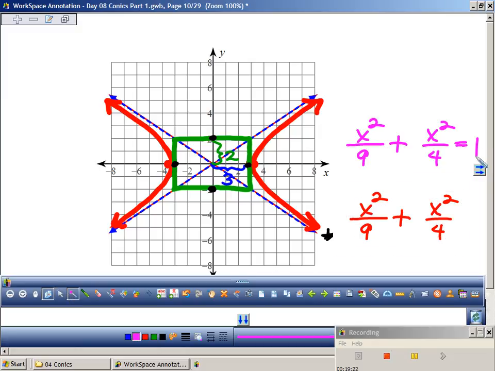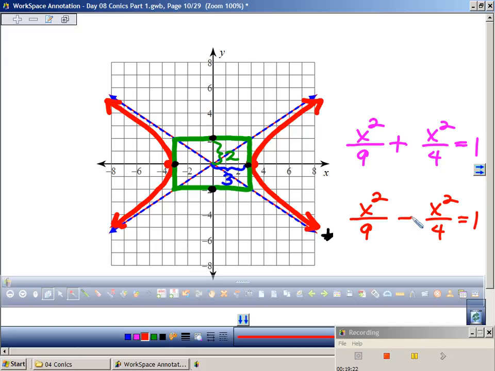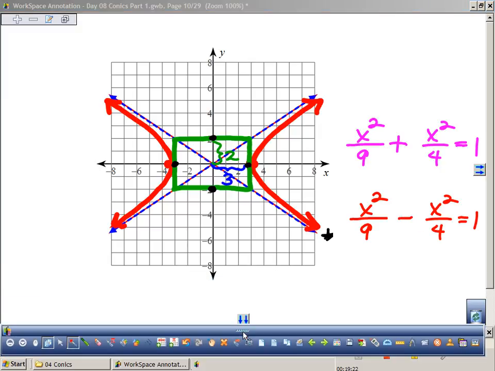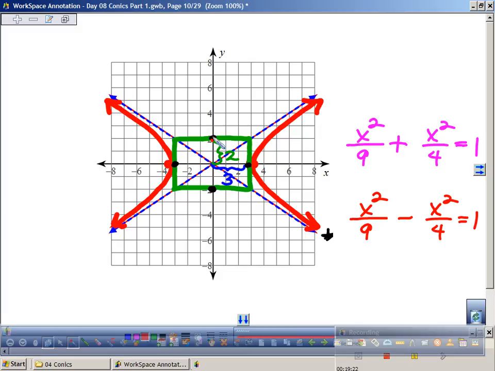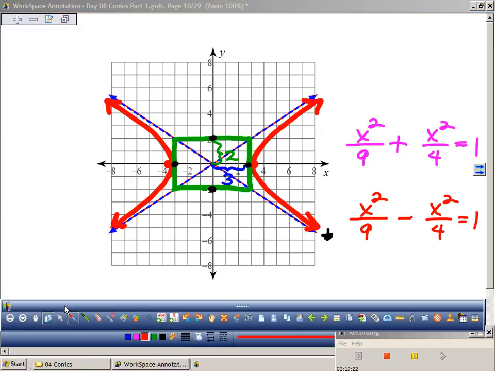I forgot 1 equals 1. Only this one is negative. Okay, so on the fly, that's what happens. It takes a little bit of time. So if it has a negative sign, the branches are going away from my slope box. If it has a plus sign, it's got the same shape. It's just contained inside of my slope box.